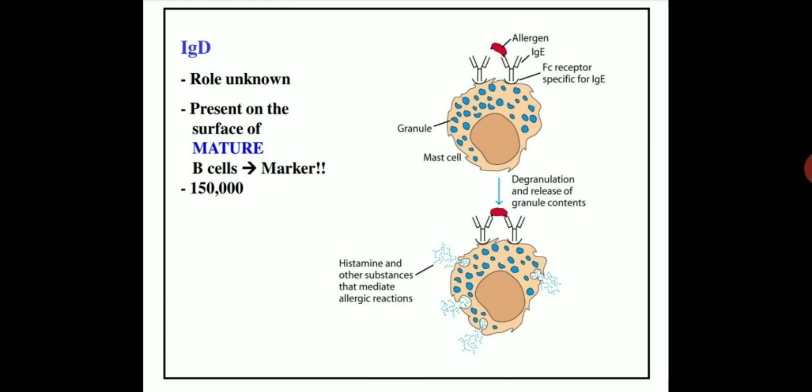The last class of immunoglobulin is IgD. It is present in very low concentration in serum. Like immunoglobulin M, it is also a membrane-bound antibody expressed by mature B cells, but its role in physiology of B cells is not known.